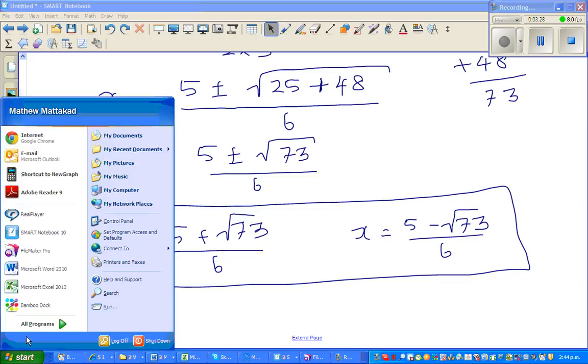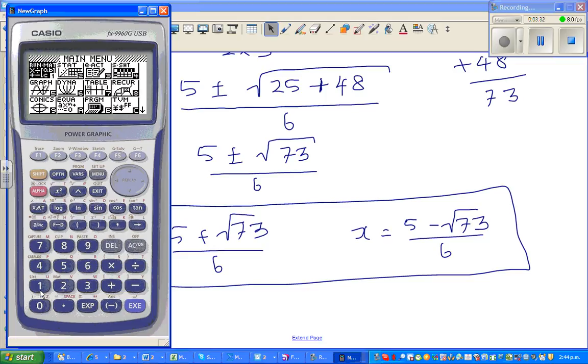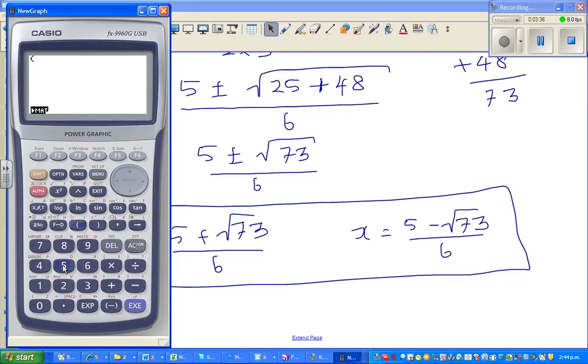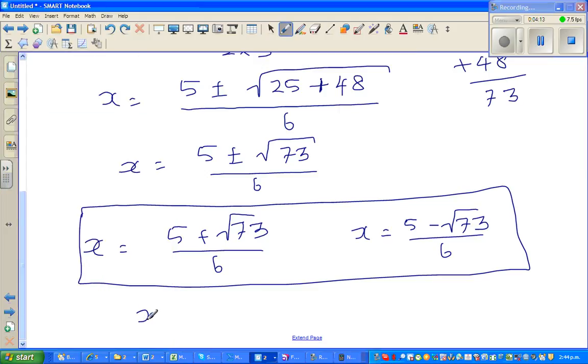So how will we check on a calculator? Get a calculator out. So menu, so this is 5, I'll put this in the bracket, 5 plus root 73 divided by 6, that's one root, 2.25, and the other root is bracket 5 minus root 73 divided by 6, okay, that's minus 0.59. So to check this, remember this, 2.25 or 2.26. So let me write 2.26 and 0.59. So x, if you want to write it, is 2.26, if I remember right, and this is minus 0.59. Both of them are in 2dp.